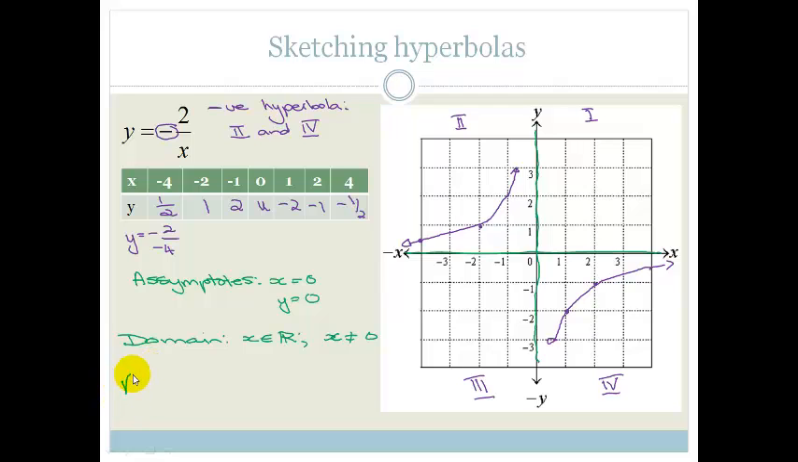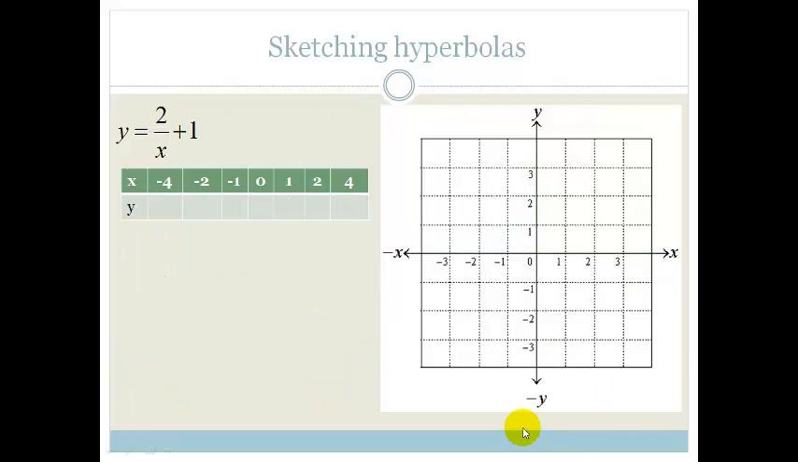And the range, again, very easy. Stretches all the way up to positive infinity, gets closer and closer and closer to zero, doesn't quite make it, starts very close to zero, and then goes all the way down to negative infinity. So there we've got y is an element of real values, for y does not equal zero.